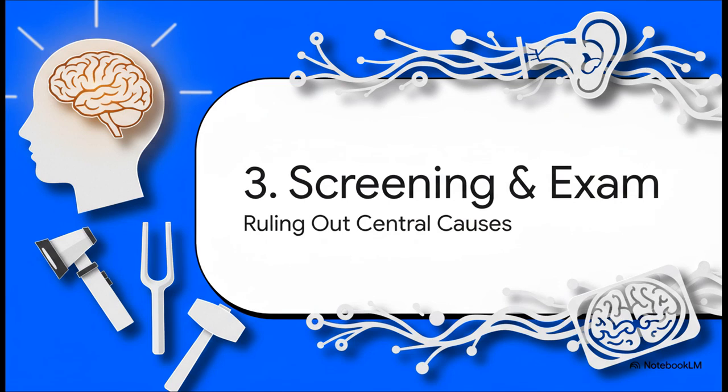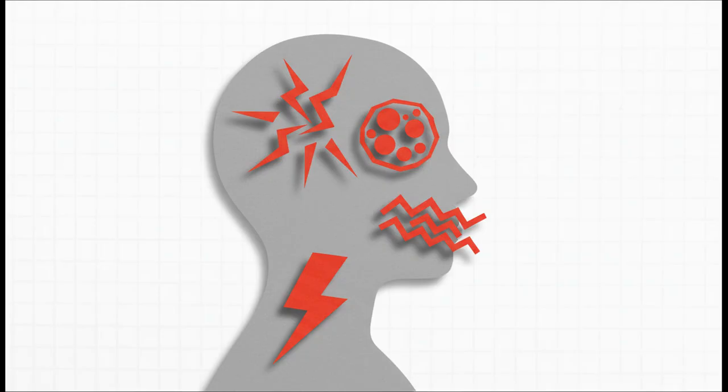Okay, Section 3, screening and examination. This part is crucial. Before you even think about diagnosing something like Meniere's, which is a peripheral cause, you have got to rule out the scary stuff, the central causes. And this is how you do it. You ask these specific red flag questions. You're looking for any signs of a stroke or something else serious going on in the brain. Seriously, you cannot afford to miss this.